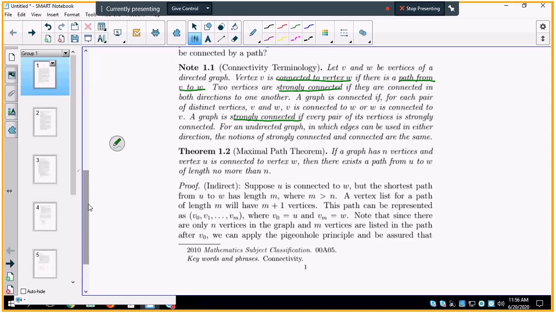Now, of course, for an undirected graph in which edges can be used in either direction, the notions of strongly connected and connected are the same.